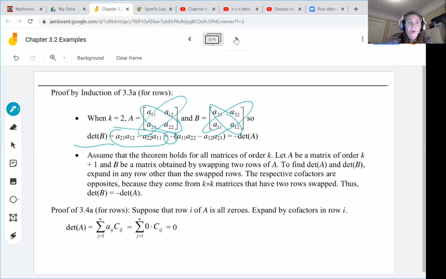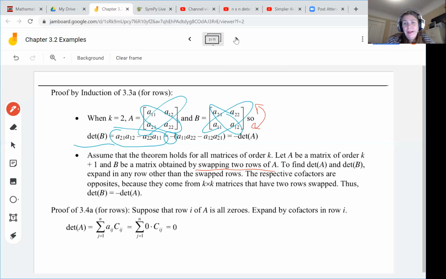All right, so we are going to assume that this theorem holds for all matrices of order k. And just to go back and make clear, I hope you all saw that determinant B was determinant A, but with the rows swapped. All right, so we're assuming that this theorem holds for all matrices of order k. Then we're going to let A be a matrix of order k plus 1, and B is going to be the matrix obtained by swapping 2 rows of matrix A.